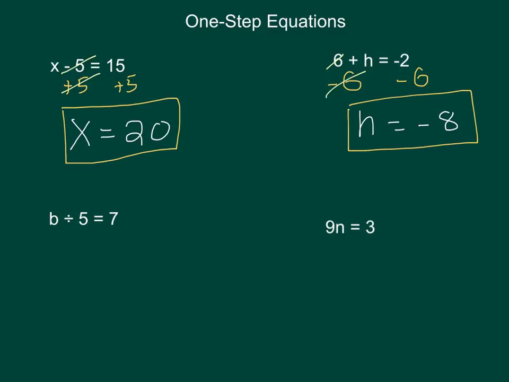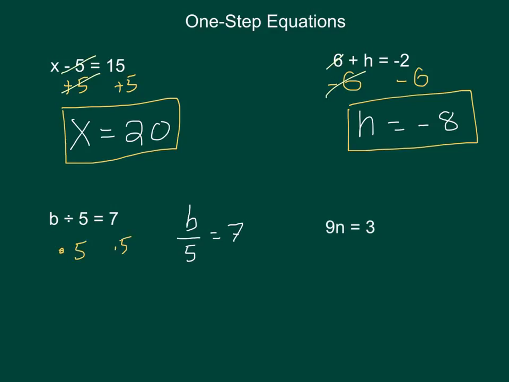All right, third equation, b divided by 5 equals 7. Now, you might have also seen a problem that looks like this: b over 5 equals 7. These two are exactly the same problem. They're both indicating division. Divided by 5 and over 5 both mean the same thing. So the inverse operation of division is multiplication. So I'm going to multiply each side by 5.